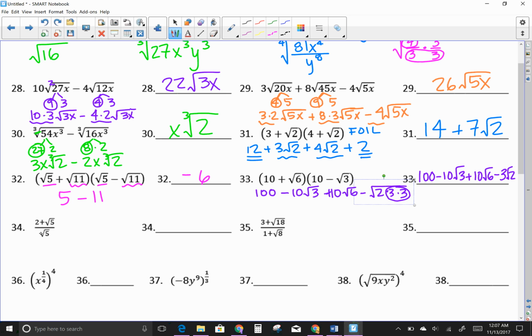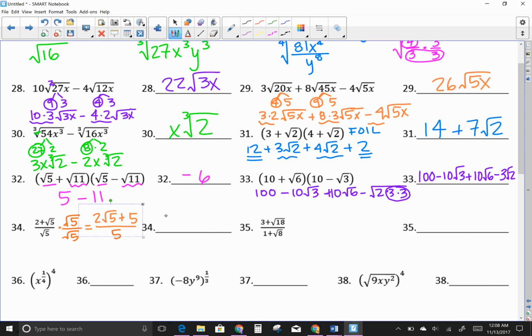So to get rid of the radical on the bottom, because I can't leave a radical on the bottom, I have to multiply by the square root of 5 over the square root of 5. That gives me on the top 2 square roots of 5 plus square root of 5 times square root of 5, which is 5. And on the bottom, square root of 5 times square root of 5 is 5. Again, do not cancel these out. This is a term. It is not a factor.